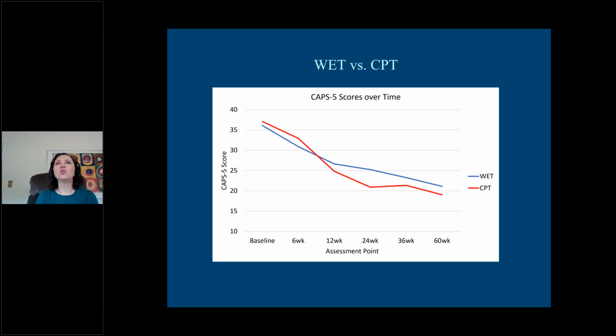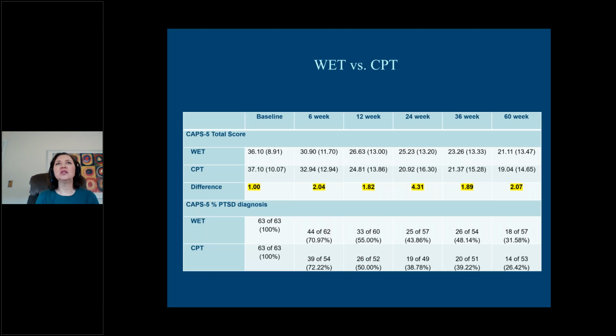And we did find that it was non-inferior. We used the 10-point non-inferiority margin on the CAPS-5. And the actual difference, the biggest difference between the two conditions, was just over 4 points on the CAPS, which is quite small. This is just a table that highlights what the difference was. So at 24 weeks, it was the largest difference between the conditions, but it was non-inferior. And it actually got smaller across time.